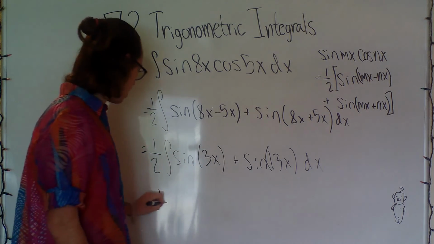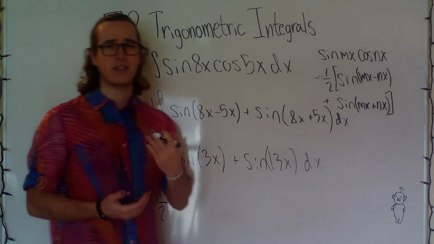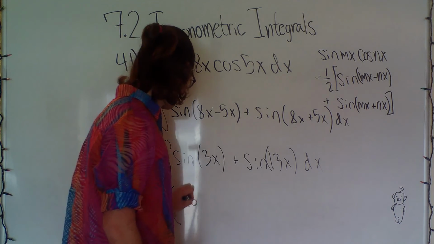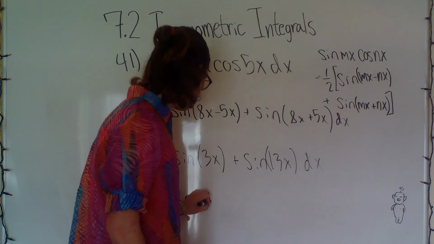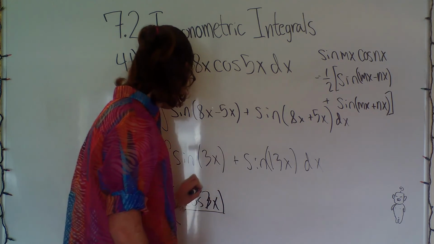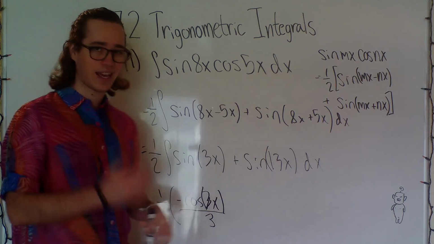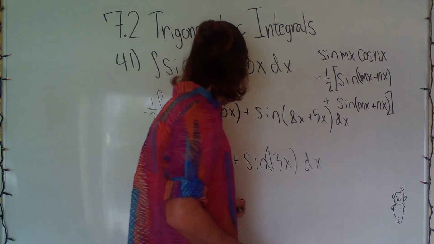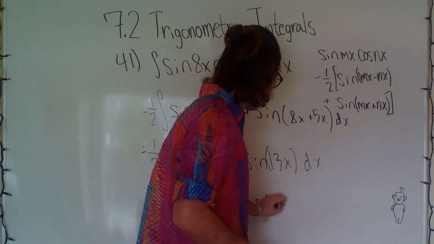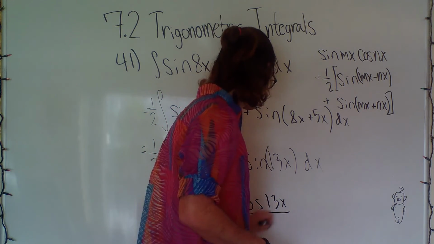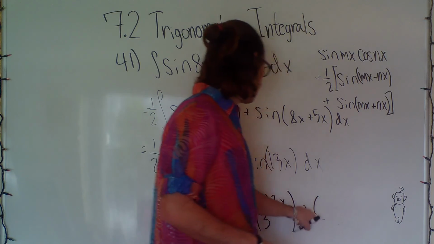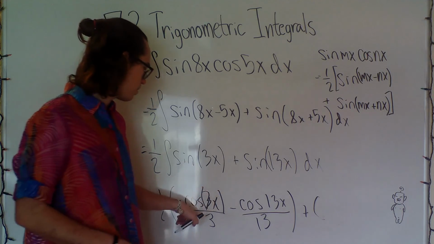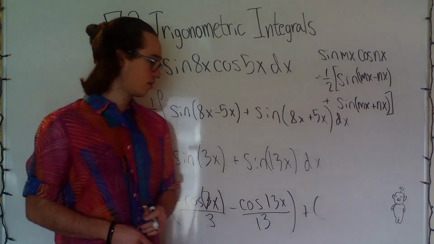This is going to be 1/2. Well, the integral of sine is negative cosine, so then this would be negative cosine of 3x over 3, because we have to account for chain rule when we do derivatives and integrals, minus cosine of 13x over 13 plus c, and then we could just rewrite this as negative cosine 3x over 6 minus cosine 13x over 26 plus c.